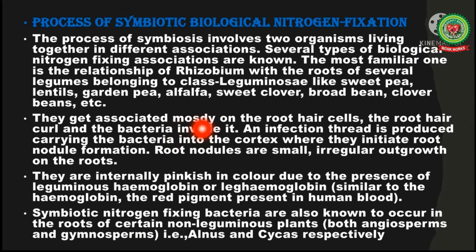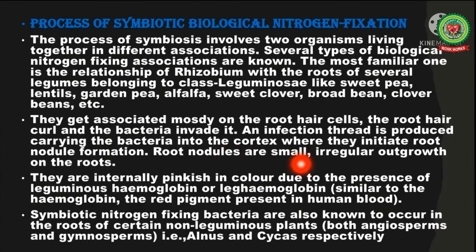The root hair curls and bacteria invade it. An infection thread is produced carrying the bacteria into the cortex where they initiate root nodule formation. Root nodules are small, irregular outgrowths of the roots. They are internally pinkish in color due to the presence of a special kind of pigment called leghemoglobin. Symbiotic nitrogen fixing bacteria are also known to occur in the roots of certain non-leguminous plants like Alnus, cycads, etc.